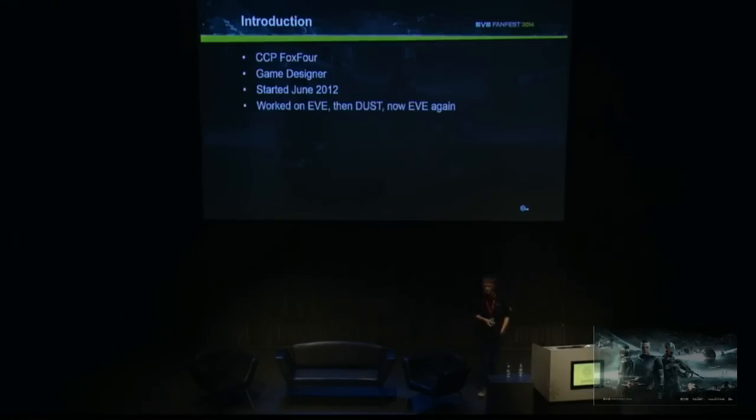When I got to CCP, I started on Eve. I was on Eve for about 6 months. Then I was on Dust for about a year. And now I'm back on Eve as of December, I think, is when I switched back. And before joining CCP, I did what most of you guys are doing in my spare time. So it's kind of where my passion for getting involved in this stuff at CCP came from.